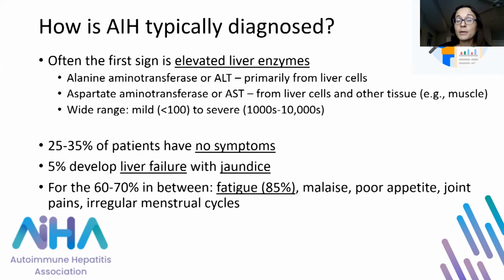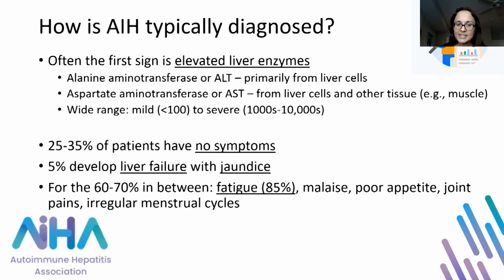In terms of symptoms, about a third of patients actually don't have any symptoms at all. What often happens is that these abnormalities on lab tests are just found incidentally when people are getting routine lab tests drawn by their primary care physician. On the other end of the spectrum, about 5% of patients actually develop liver failure and jaundice, which means yellowing of your skin and your eyes.